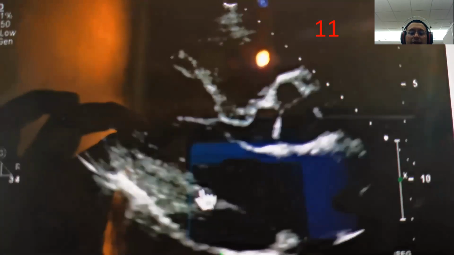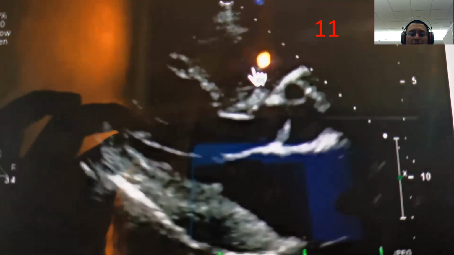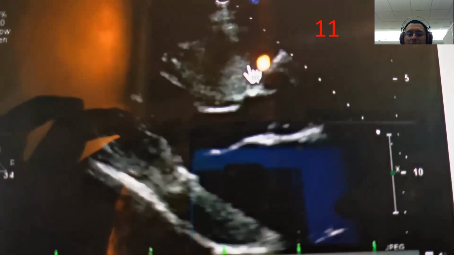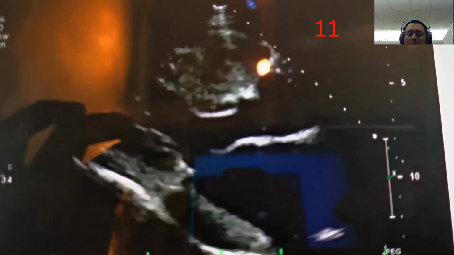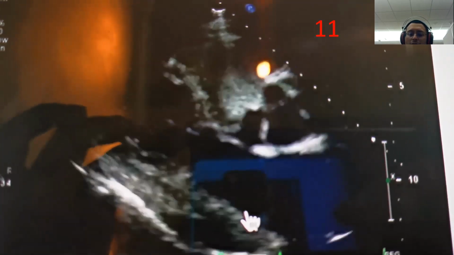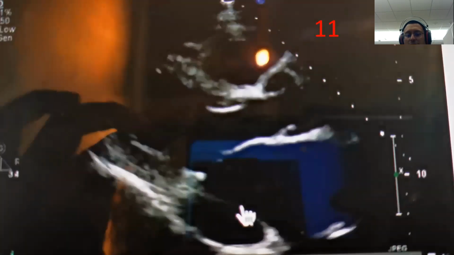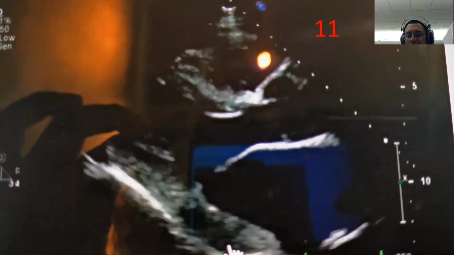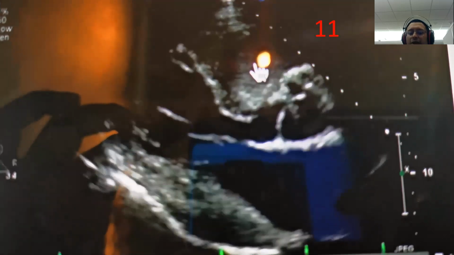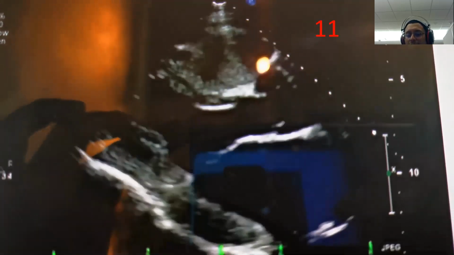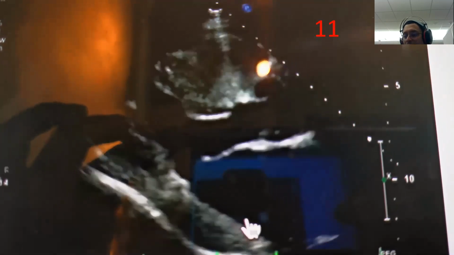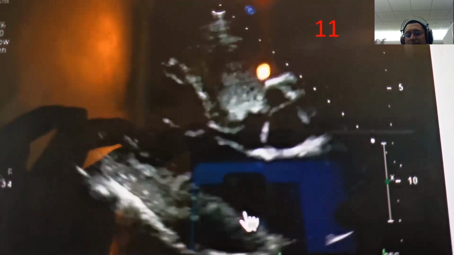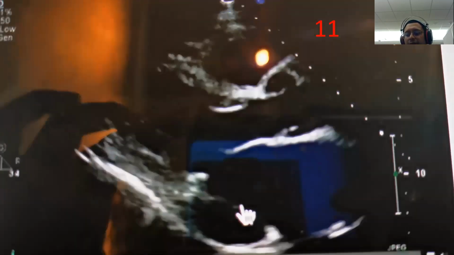The persistent left SVC, you understand? Then from the coronary sinus, the bubble goes into the right atrium and then the right ventricle, because the CS drains into the right atrium. Let's say you have an unroofed CS: the bubble goes to the CS and then to the left atrium, left ventricle, and also to the right atrium and right ventricle.